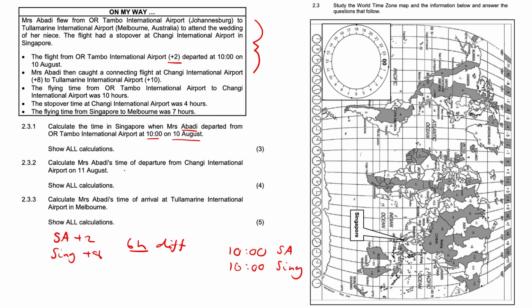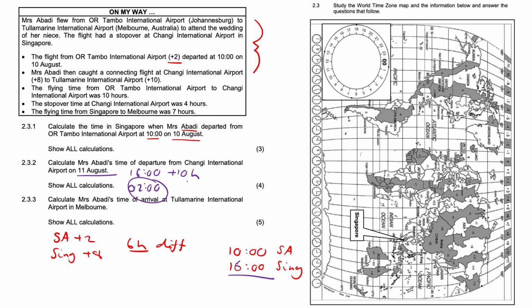2.3.2, calculate Mrs. Abadi's time of departure from Changi International Airport on the 11th of August. We've got to show all calculations here. So in 2.3.2, we know that our arrival time in Singapore, we would need to start here at 1600 hours. So we start at 4 p.m. and we fly for a grand total here of 10 hours. So plus 10 hours. If you add 10 hours to 4 p.m., that's actually going to take you to 2 a.m. But that's not our final answer just yet.